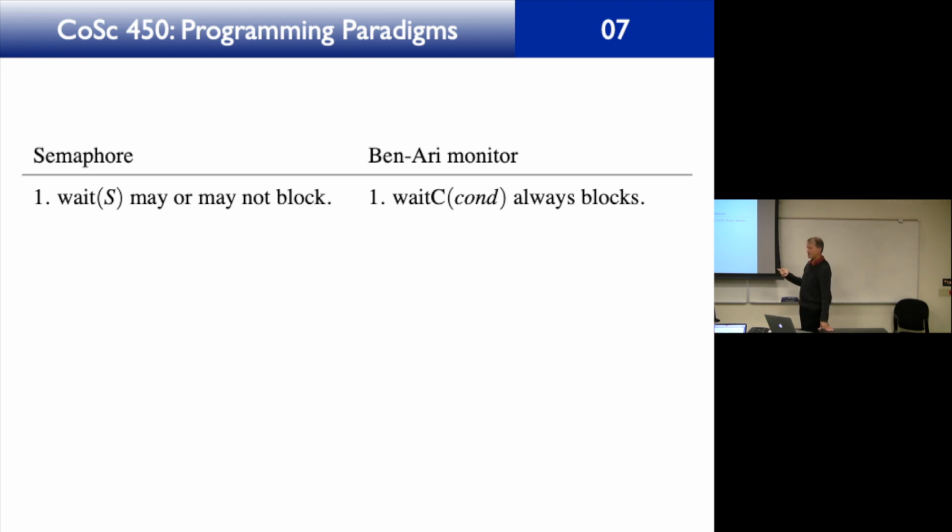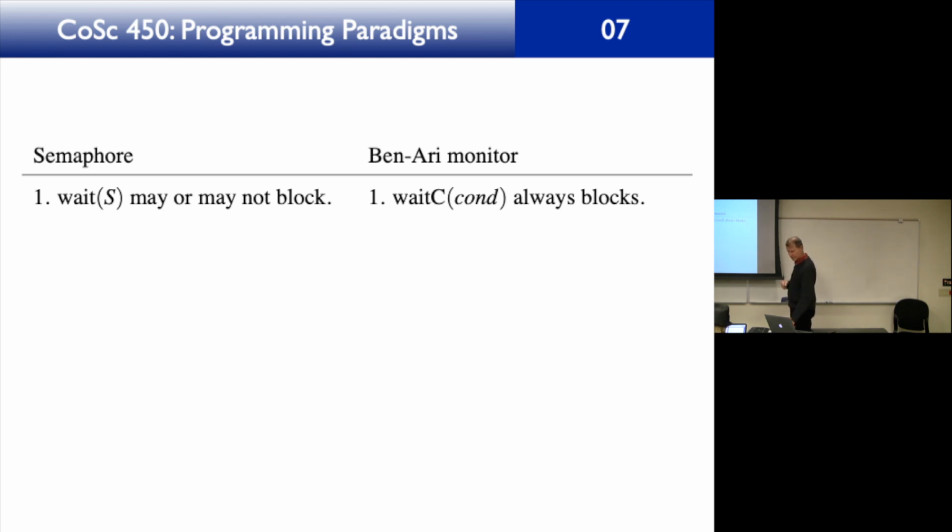What about a wait for a semaphore? If you say wait S for a semaphore, do you remember how that works? What does the wait do? Does it add or subtract? It subtracts, but does it always subtract? If it's greater than 0, it subtracts, then it goes on, right? Otherwise, if it's 0, then it blocks. So everybody understands wait S may or may not block. On the other hand, wait C on condition variable COND always blocks.